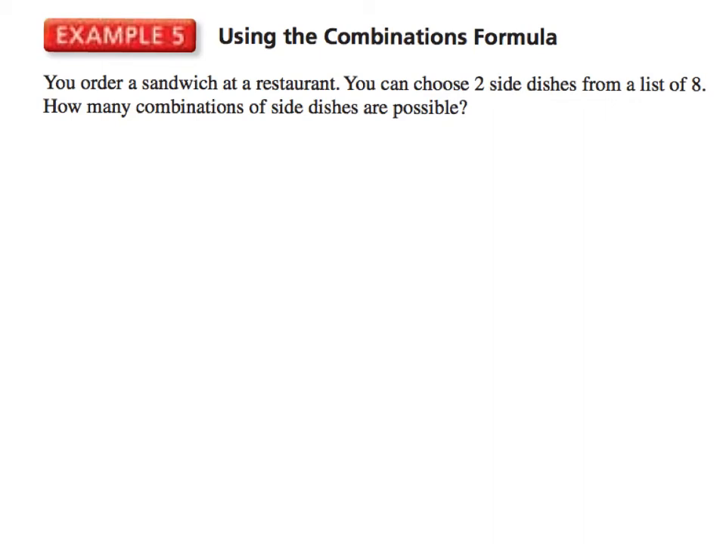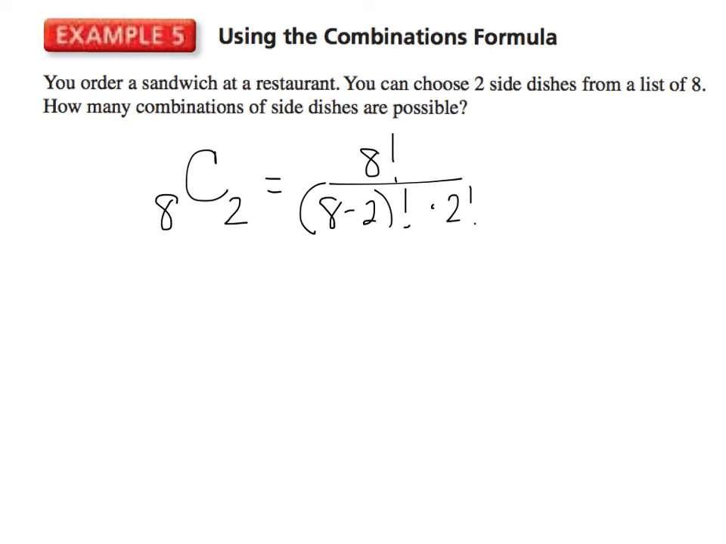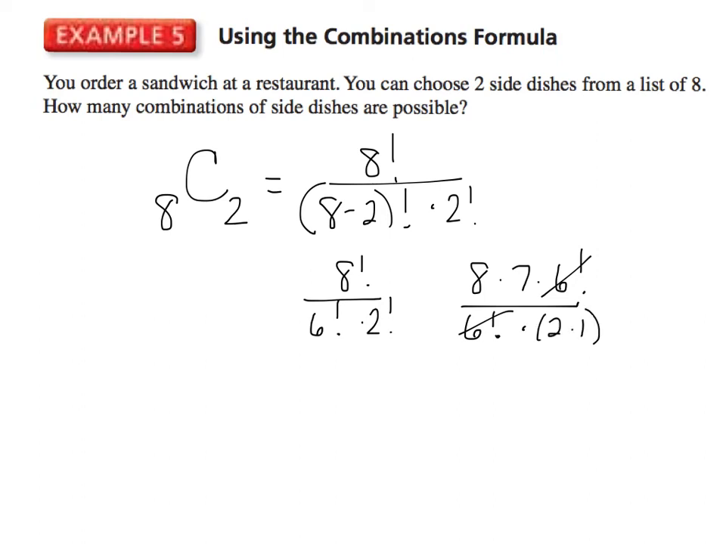Example 5. You order a sandwich at a restaurant. You choose 2 side dishes from a list of 8. How many combinations of side dishes are possible? It doesn't matter the order. So we're going to do 8 choose 2. That means 8 factorial divided by 8 minus 2 factorial multiplied by what we're choosing, which is 2 factorial. So on top, that would be 8 factorial divided by 6 factorial times 2 factorial. So I could set that up as 8 times 7 times 6 factorial divided by 6 factorial, which is going to cancel, and then 2 factorial is just 2 times 1. So that would be 56 divided by 2, which gives me 28 different combinations.